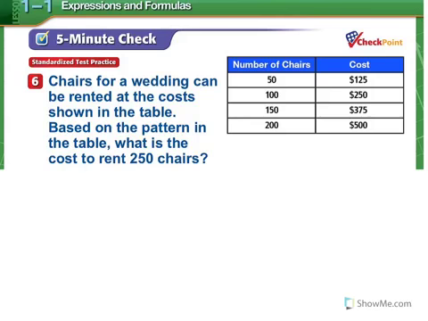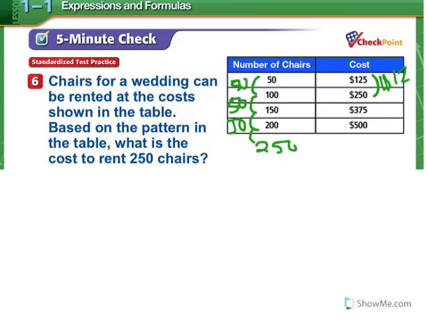If we take a look at the number of chairs, we see that the difference between 100 and 150 is 50. And the next one is 50 as well. So we can assume that going to 250 chairs is going to be a difference of 50 as well. Now, if we look at the cost, if we take 250 minus 125, we see that there's a difference of $125.